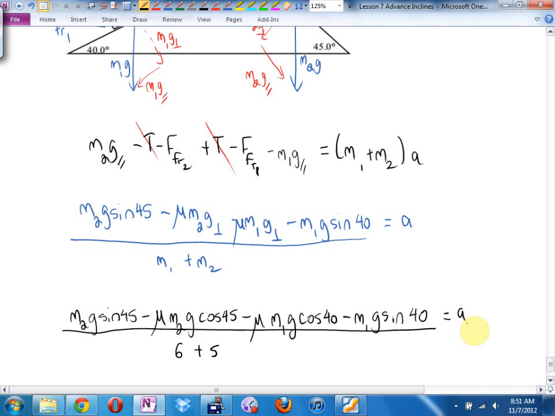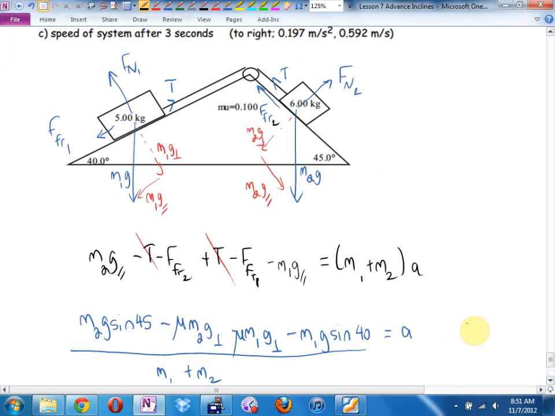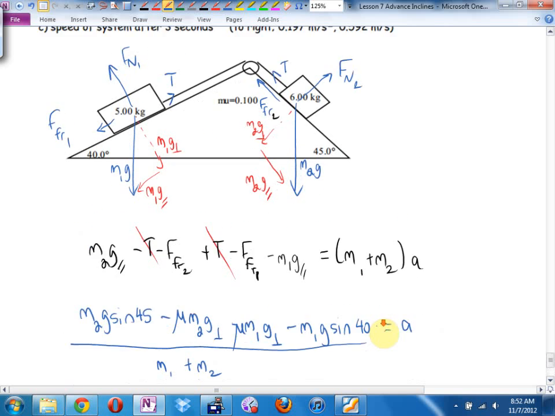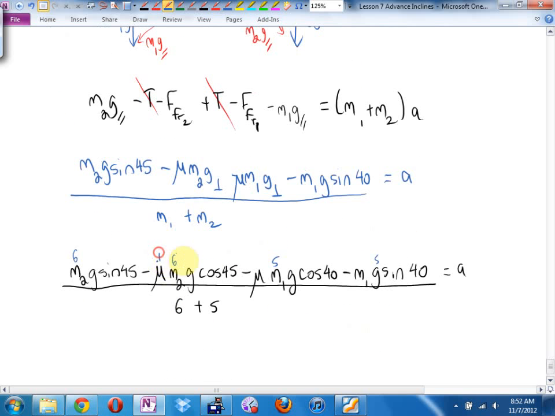All right. How big is M2? 6. How big is M1? 5. Because I'm running out of room and pressed for time, I'm going to be really bad. I'm going to go 6, 6, 5, 5. What was mu? 0.1. I'm going to go 0.1, and I'm going to start crunching numbers now.